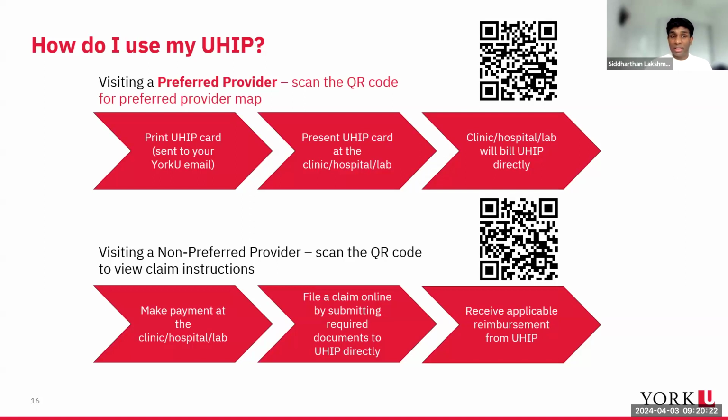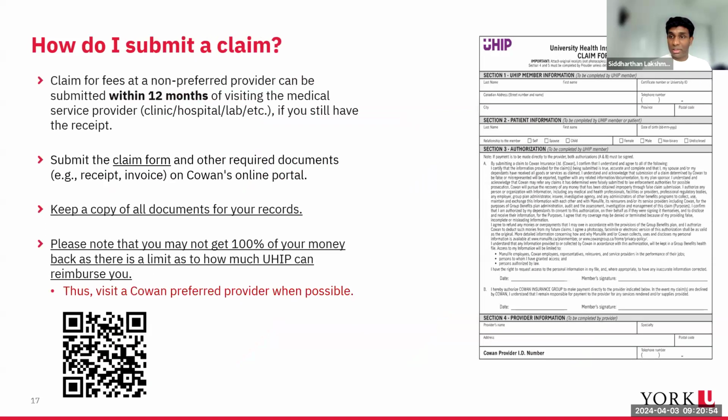However, we do recognize that accessing a preferred provider may not always be an option in emergency situations. So visiting a non-preferred provider is also an option that's available to you. The only caveat is if you go to a non-preferred provider, you may be required to pay upfront at the hospital, clinic, or lab. However, you can get this money reimbursed to you by filing a claim online and submitting the claim form to the insurance company directly. I'll just take you through the process on the next slide.